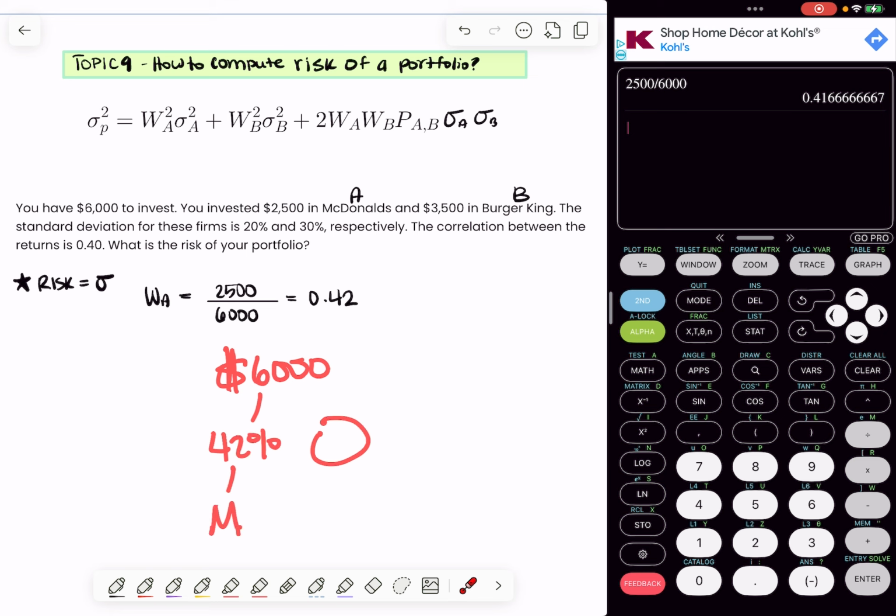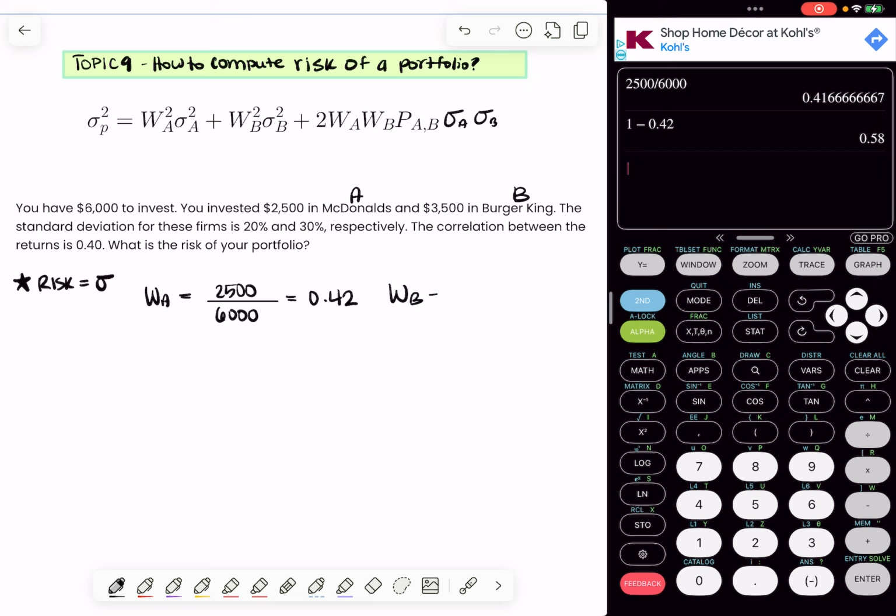To find the rest of it, that would just be 100% minus 42%. Since we're dealing with decimals, just 1 minus 0.42, that is 0.58. You could have just done, out of the $6,000 you invested $3,500 and gotten the same answer, or just what we did, 1 minus 0.42 to get the rest, which is 0.58. So out of the $6,000 you invested, McDonald's holds 42% and Burger King holds 58% of your wealth. So Burger King has the most weight. We already have these, it's just that here the weight for stock A is squared. We also have the weight of stock B.